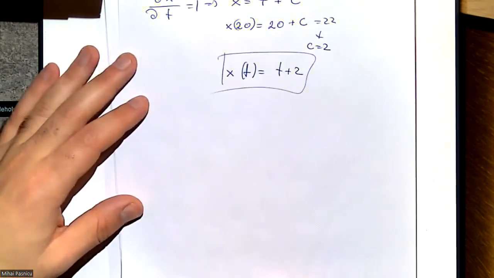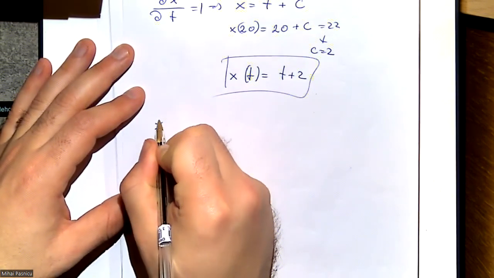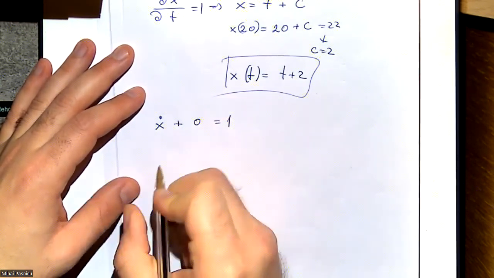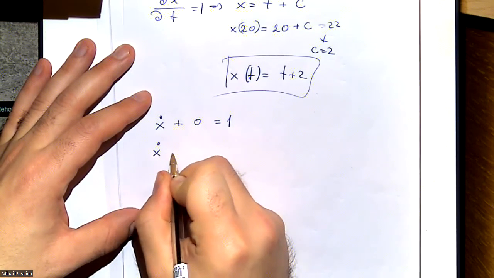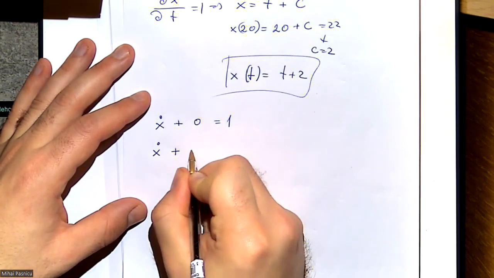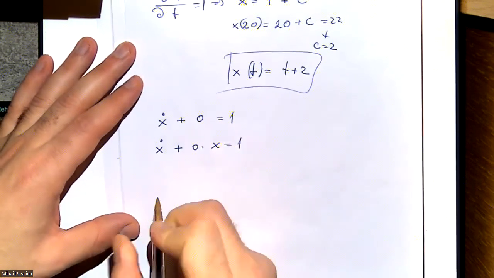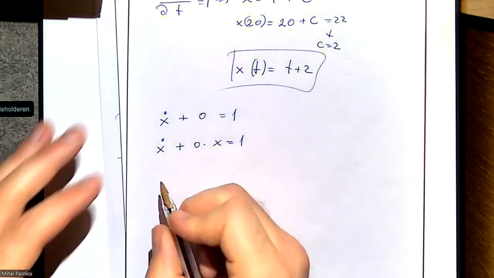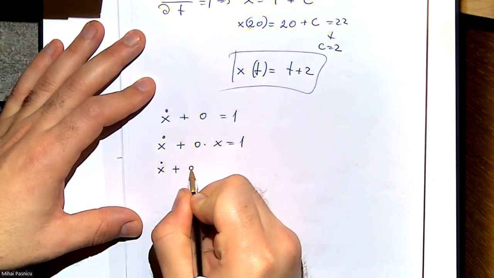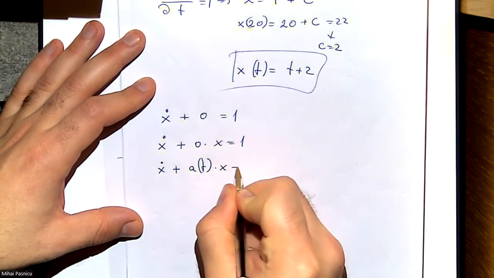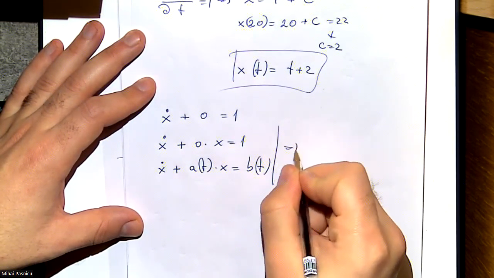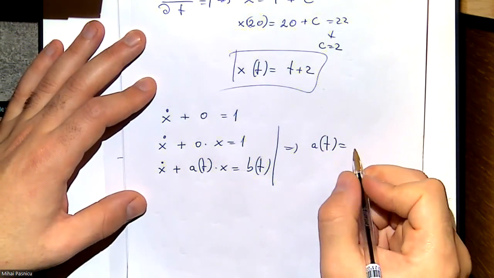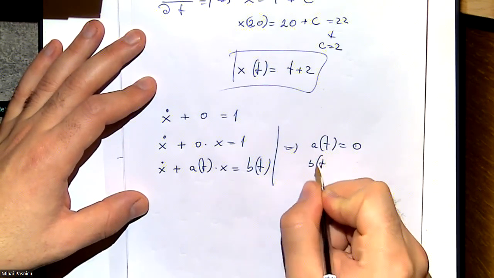Now, if you didn't notice this, or you just wanted to use the formula, this is equal to x dot plus 0 times x is equal to 1. And now we do all the things that we did previously. What's our first step? Identify. x dot plus a of t times x is equal to b of t. A of t is equal to 0, and b of t is equal to 1.